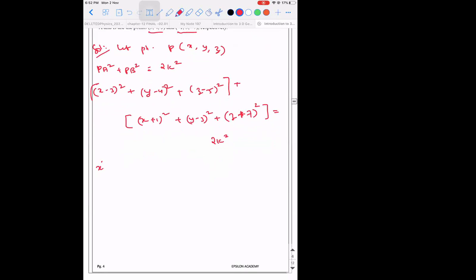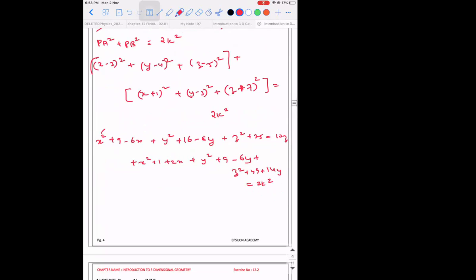So when I expand it, I get x square plus 9 minus 6x plus y square plus 16 minus 8y plus z square plus 25 minus 10z plus x square plus 1 plus 2x plus y square plus 9 minus 6y plus z square plus 49 plus 14z is equal to 2K square.